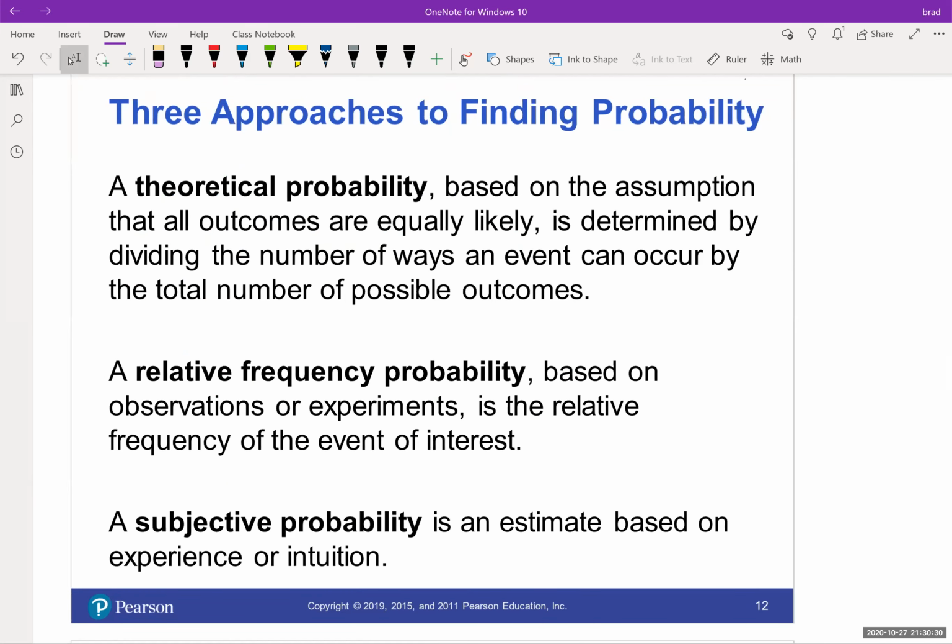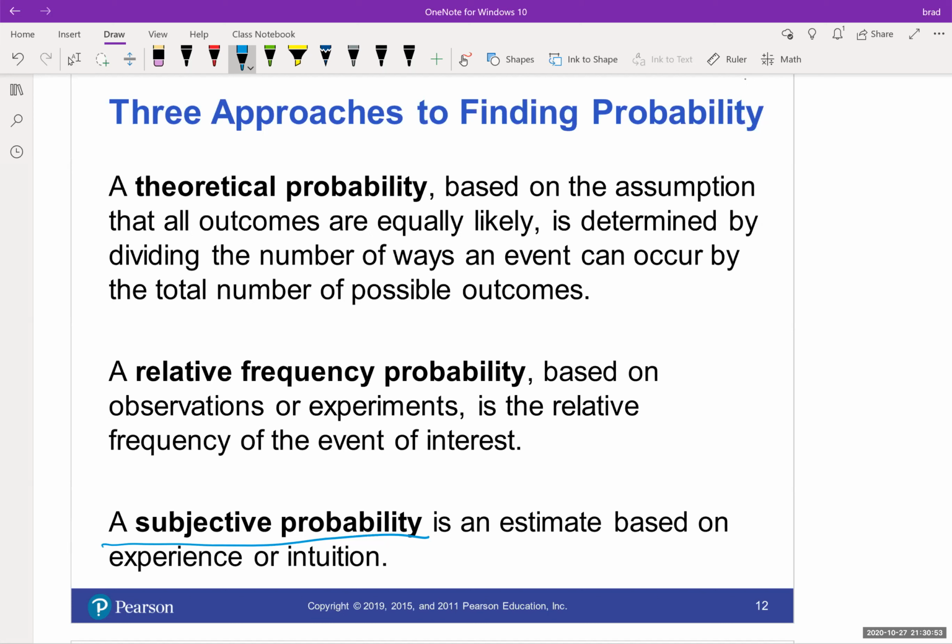So we have three approaches to finding probability: a theoretical probability based on the assumption that all outcomes are equally likely. It is determined by dividing the number of ways an event can occur by the total number of possible outcomes. Relative frequency probability based on observation and experiments is relative frequency of the event of interest. And there's this new one, subjective probability, is an estimate based on experience or intuition.